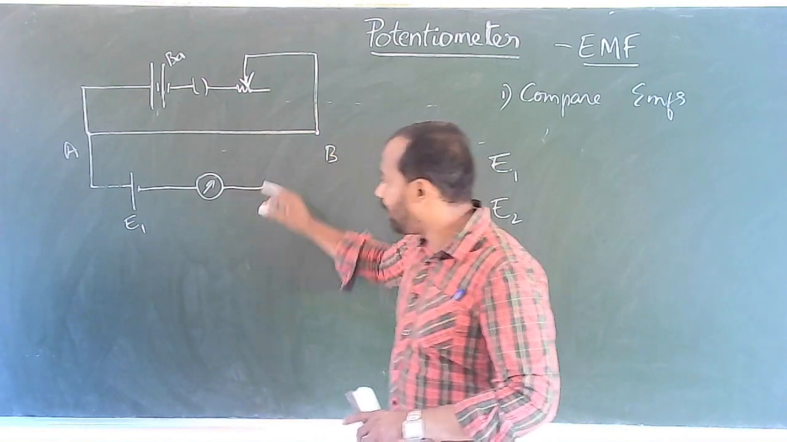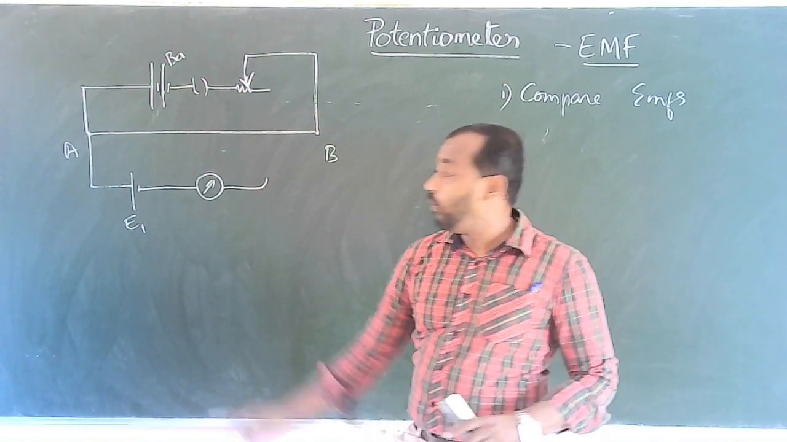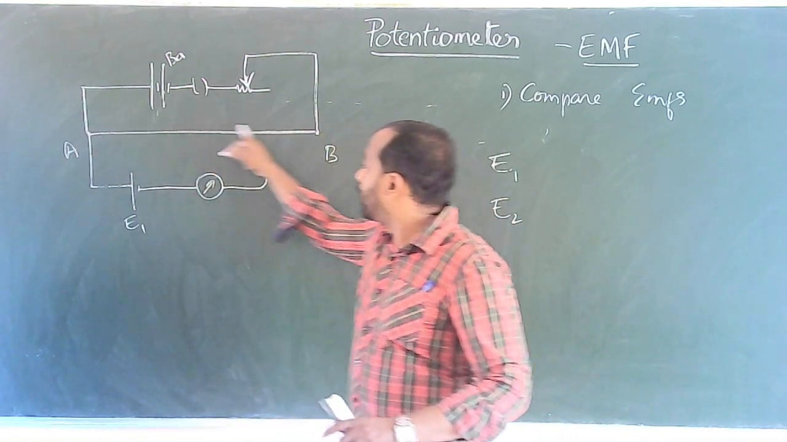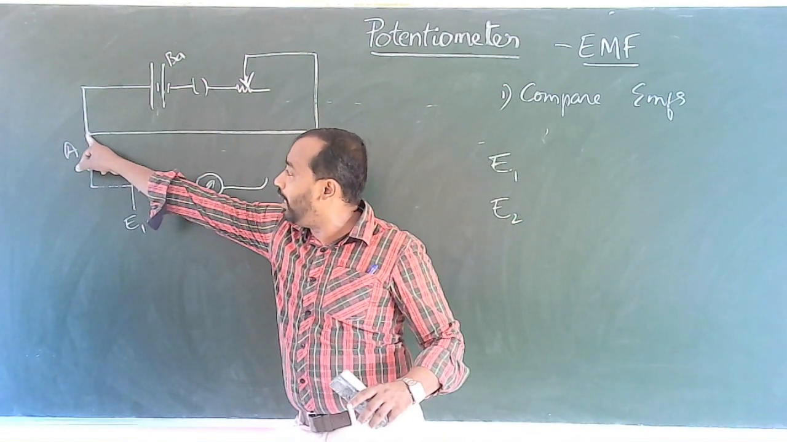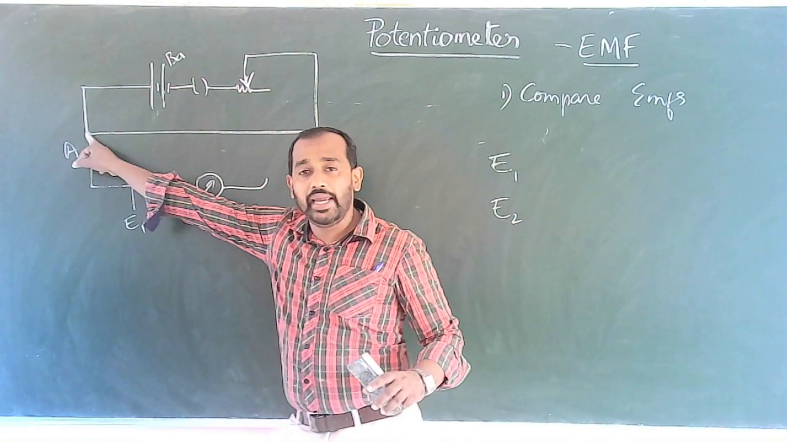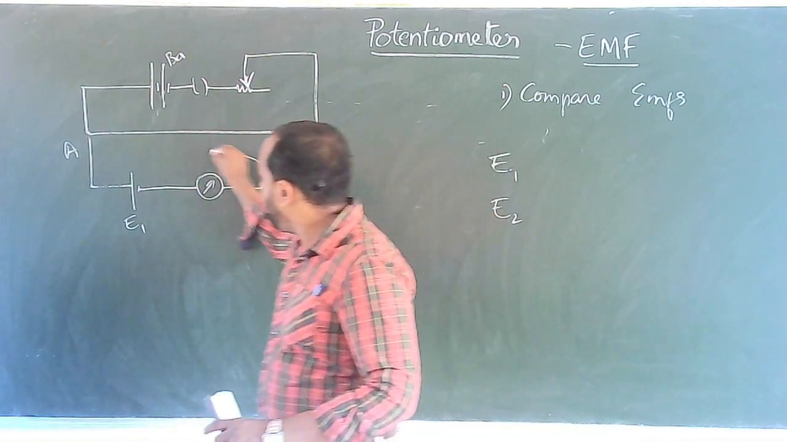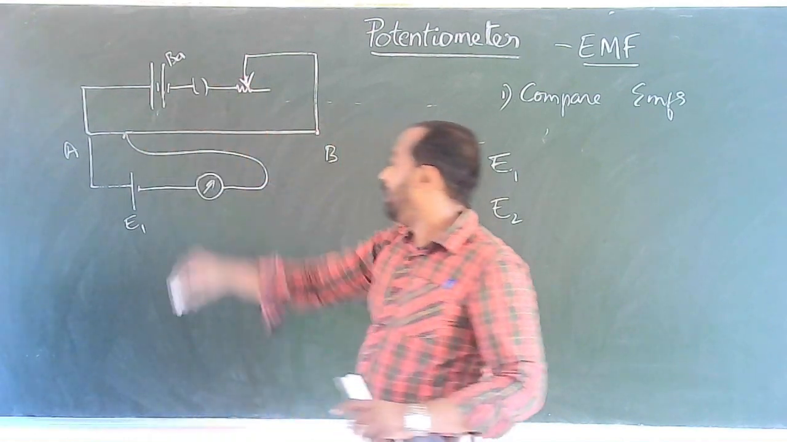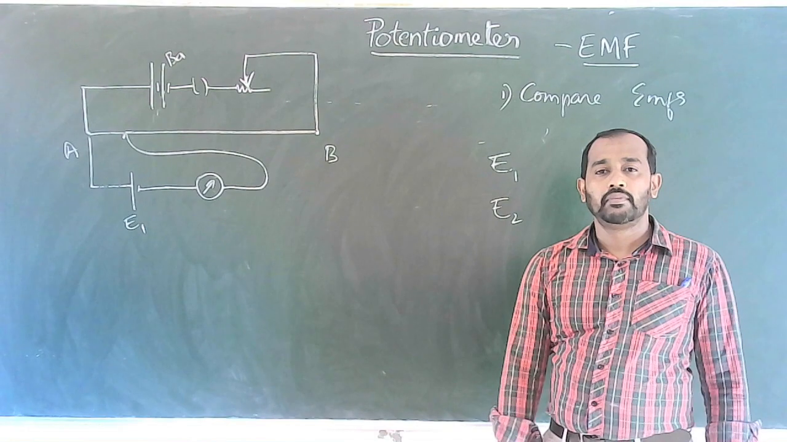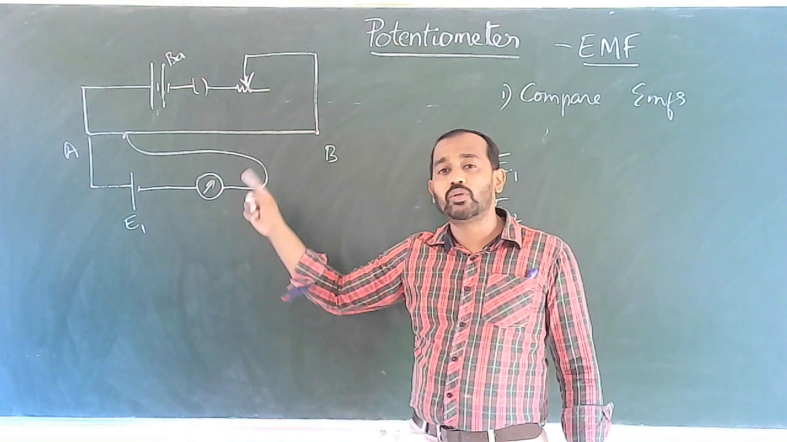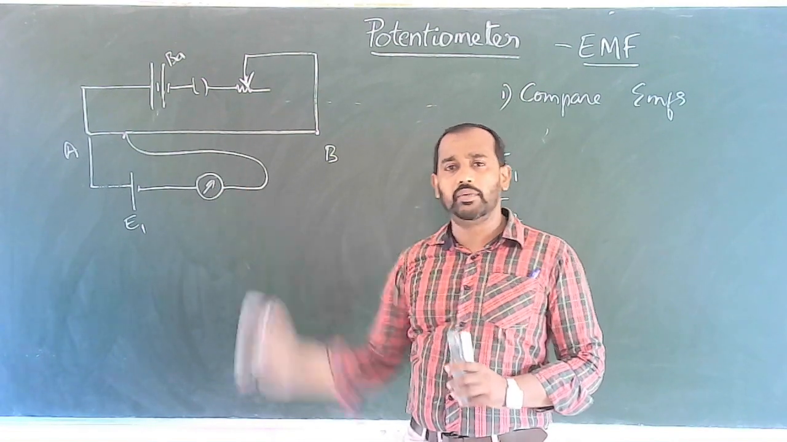The other end of the galvanometer is connected to a sliding contact which is capable of sliding over the potentiometer wire from point A to point B. So now if you make contact with the potentiometer wire, the galvanometer will start to show some deflection. That means current is flowing through the galvanometer.